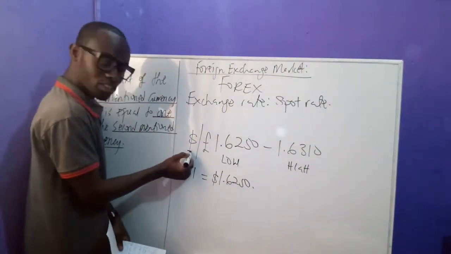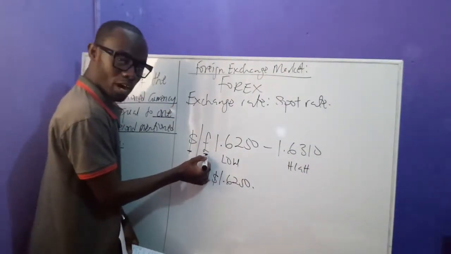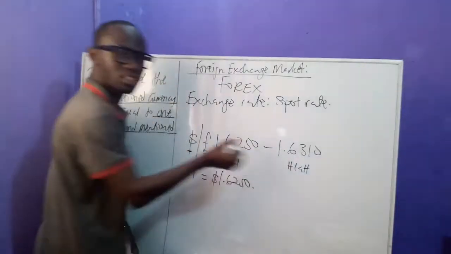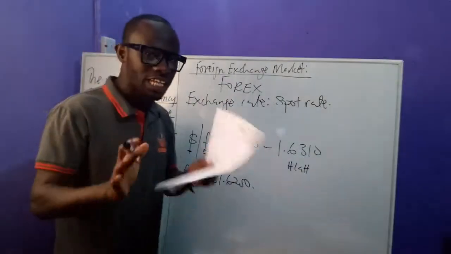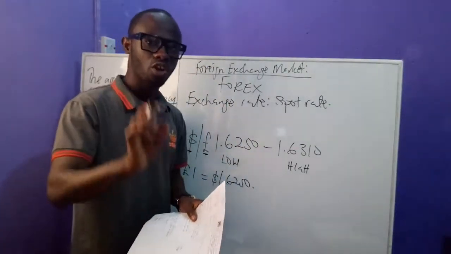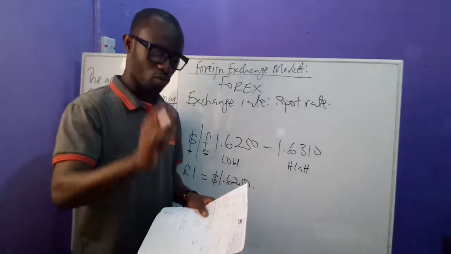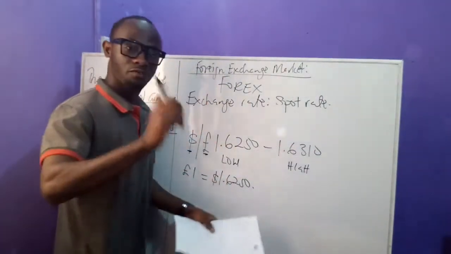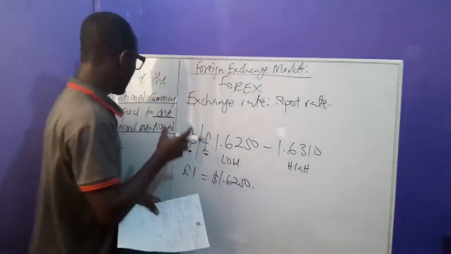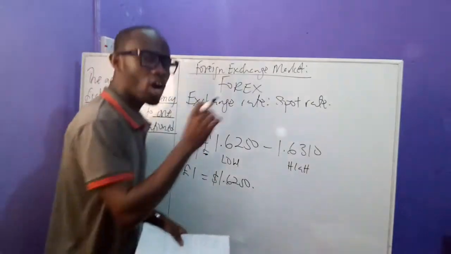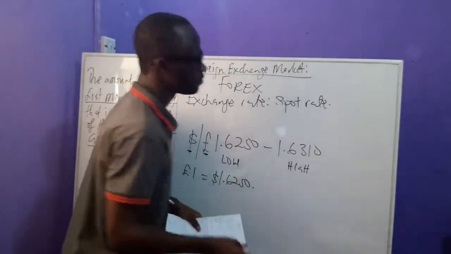This is the first currency, dollar. This is the second currency, pound. So 1 pound is equal to whatever rate has been provided here. That is a principle, and you must make sure you understand the principle. Always, when the currency is quoted like this, the first thing you need to understand is that the first mentioned currency is equal to one of the second mentioned currency.